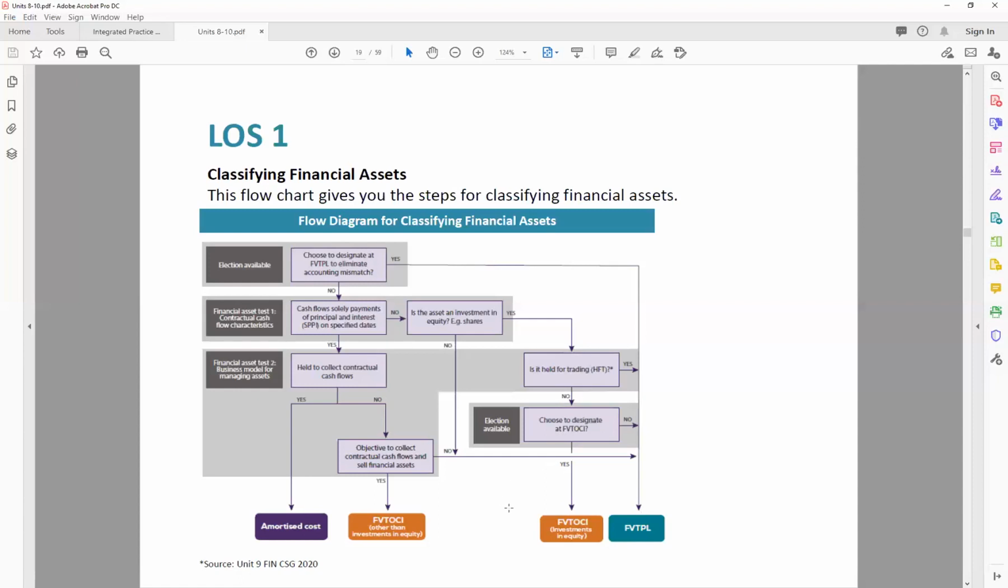And then we arrive at fair value through other comprehensive income, which is really going to be the classification approach when it doesn't fit fair value through P&L and it doesn't fit amortized cost either. Okay, and so they are going to be the three major ways that we're going to be classifying financial assets.